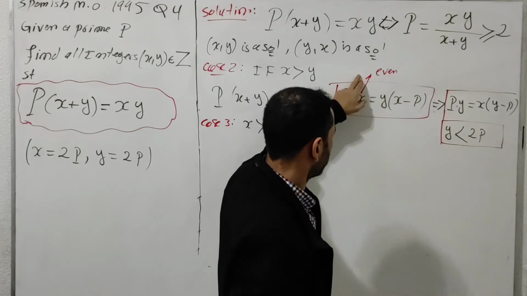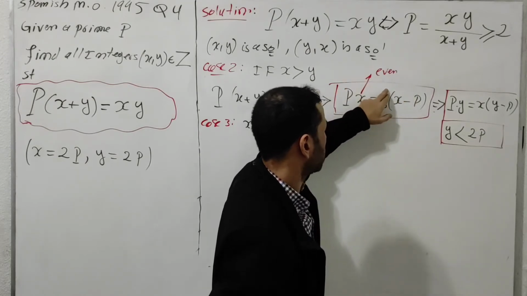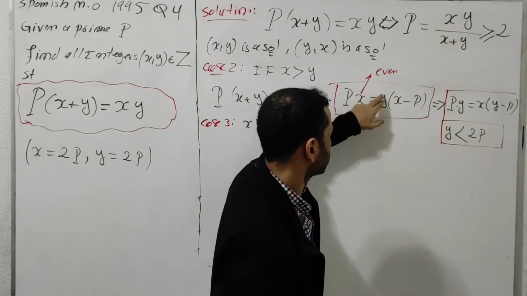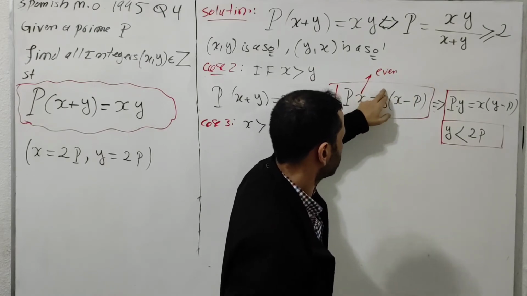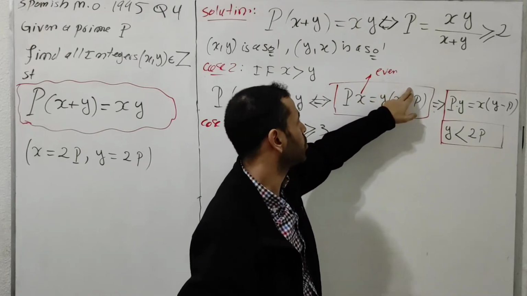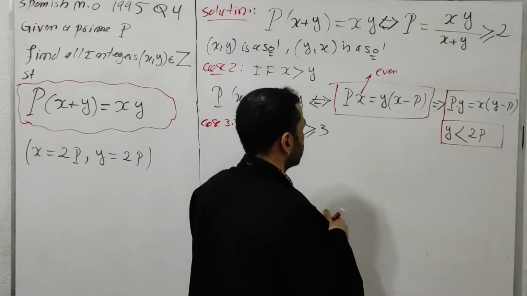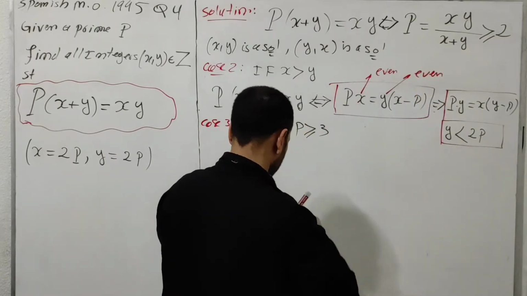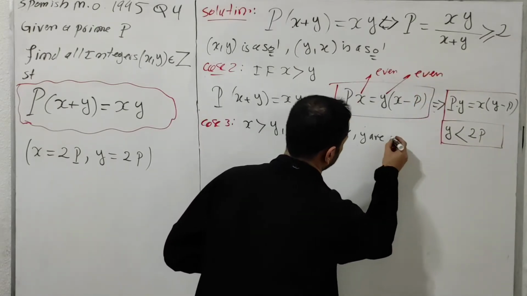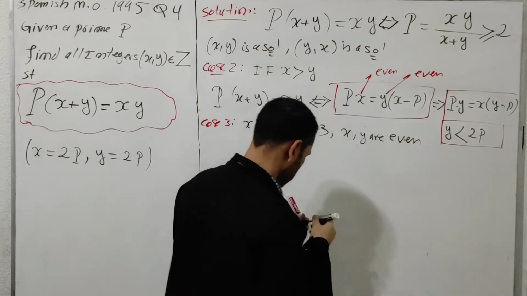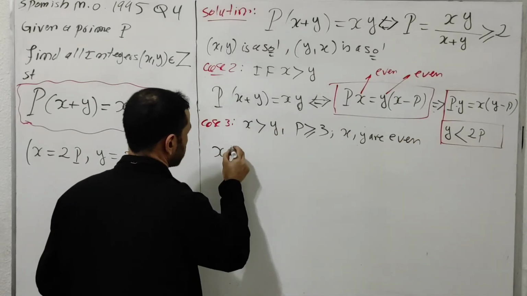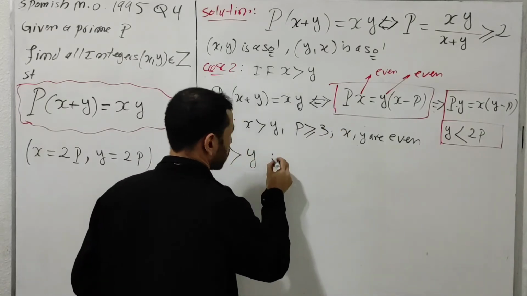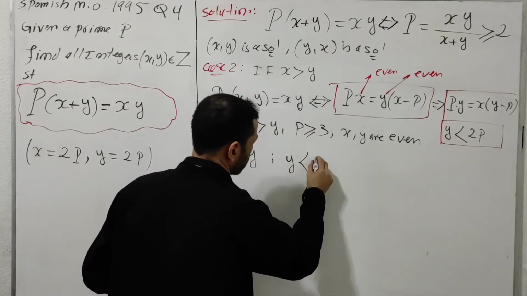To have an even number, we must give y even. To have an even number, y must be even, because even multiplied by the odd is always even. So that means y is even. Finally, x and y are even. We have x strictly superior to y, and we have this inequality, y strictly inferior to 2p.